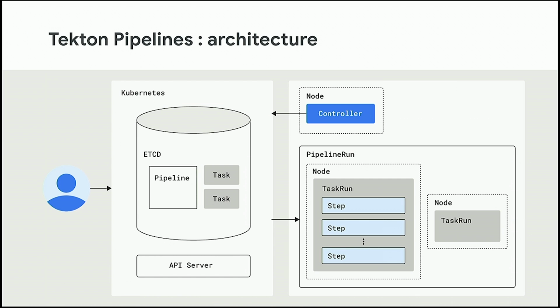So this is what the architecture looks like at a very high level. Users interact with Kubernetes to create pipelines and tasks, which are stored in Kubernetes itself. And then when the user wants to run them, the user creates the runs, which are picked up by a controller, which is managed by Kubernetes, and the controller realizes them by creating the appropriate pods and container instances.